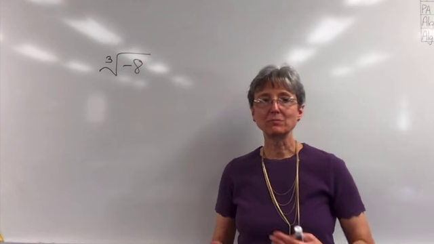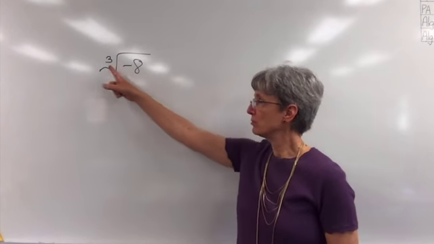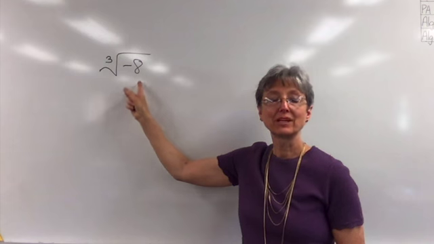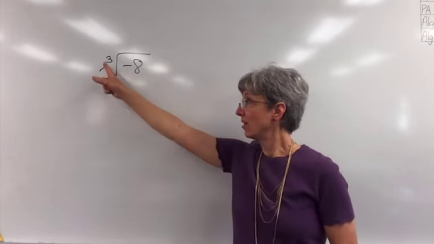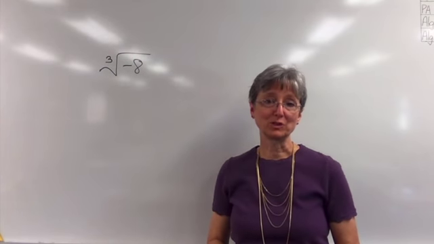Okay, one at a time, let's just try some of these. What would be the cube root of negative 8? What number times itself 3 times is negative 8? That is an odd index. Its answer is negative 2.